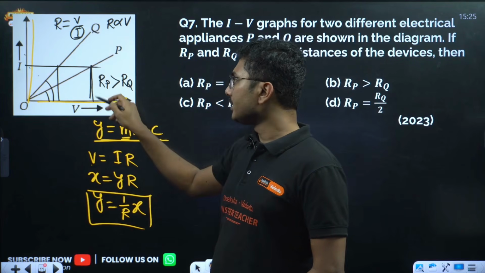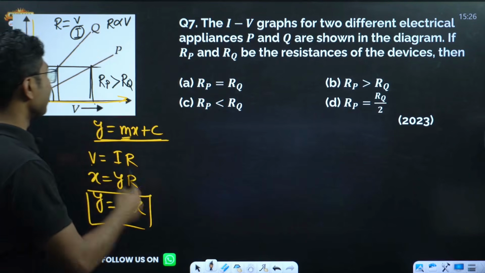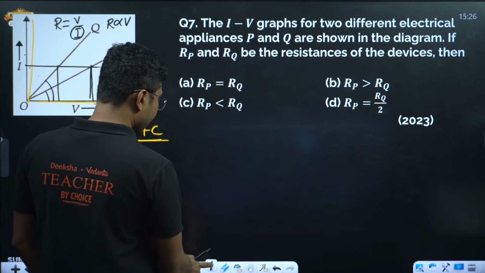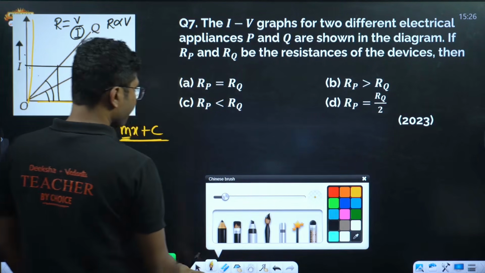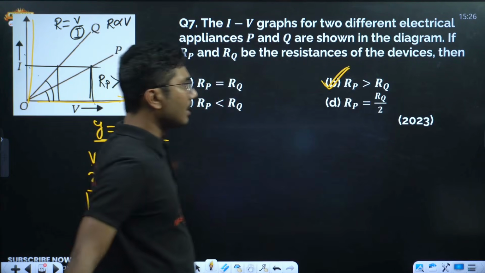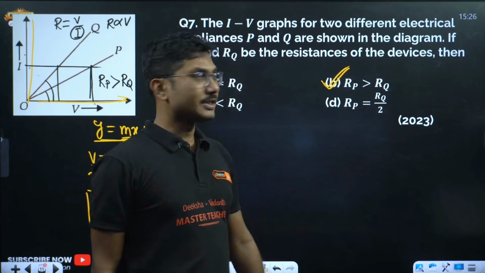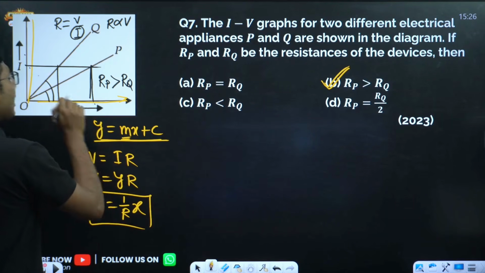So this one is giving you higher voltage, which means this must have higher resistance as well. So the correct relationship is Rp is greater than Rq, so the correct answer is option B. And you cannot say if this relationship is correct or not unless these angle values are given.